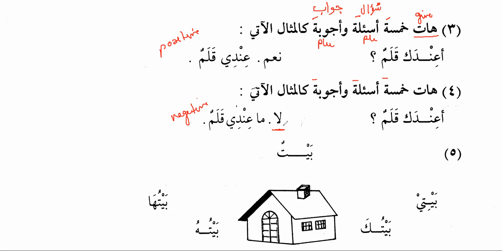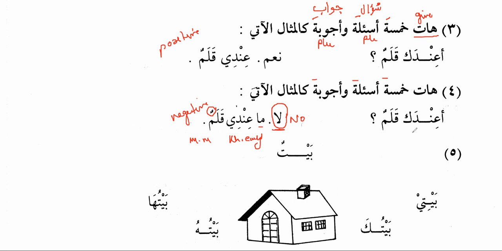When you want to negate in the present, you will use la. No. Ma, I don't have a pen. Ma indi. This is also adatul manfi. Indi is the khabar, placed early, and the mubtada is muakhir. See the dhamma. Indi qalamun. Ma indi qalamun. I don't have a pen.